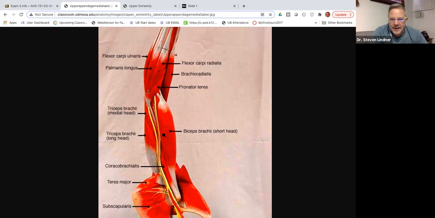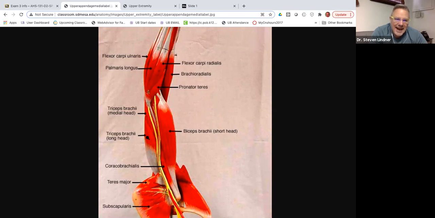Now we're looking at the anterior arm. The largest muscle that we see here on the arm's anterior is the biceps brachii. This particular head right here is the short head of the biceps brachii because there are two heads, a long head and a short head.